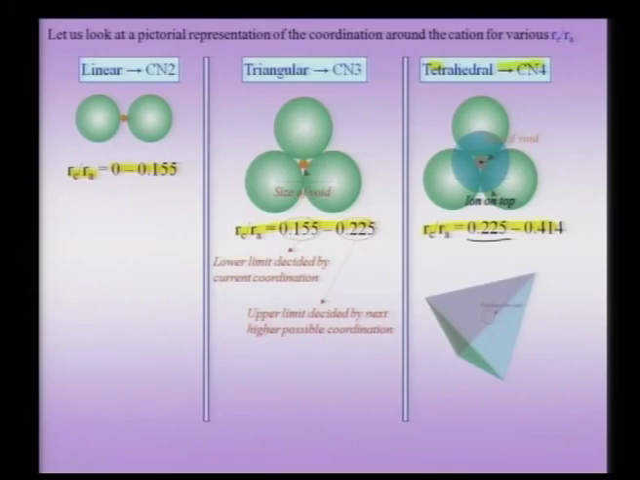Suppose I have a cation of the size 0.155 times the size of the anion, then my anions will be touching each other, which is not a favorable situation. So, these are my negatively charged species, and this is my positively charged species. Similarly, if I have a radius ratio of 0.225, again my anions will be touching each other. So, this is not a favorable situation.